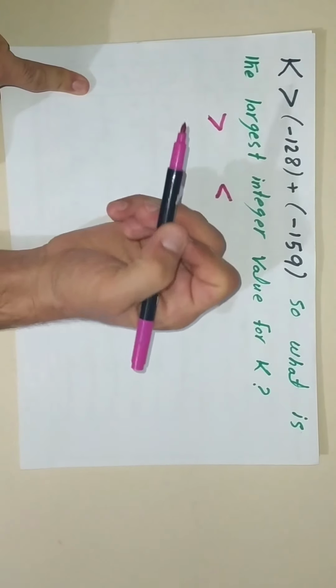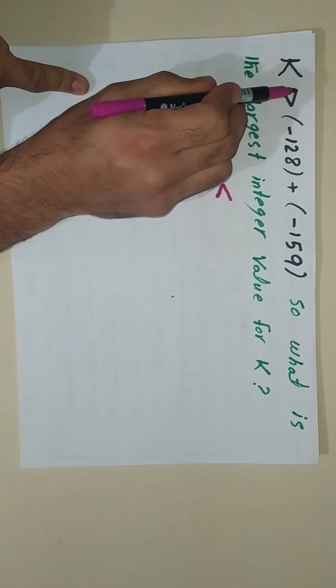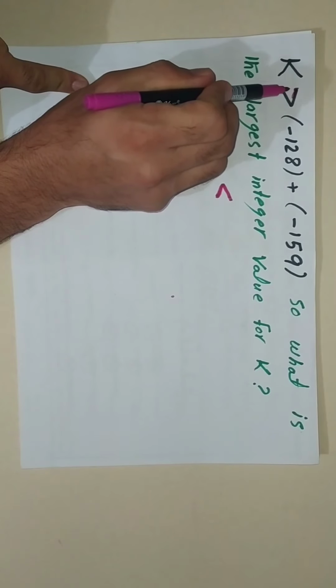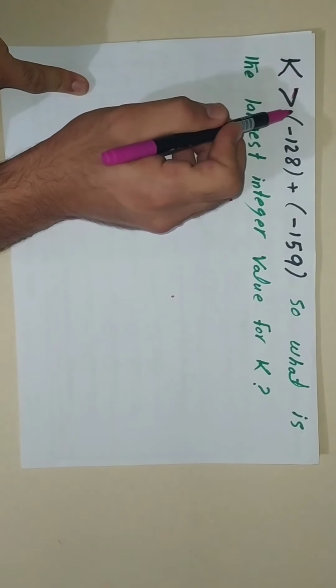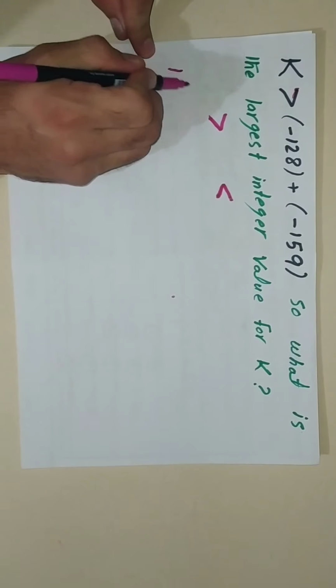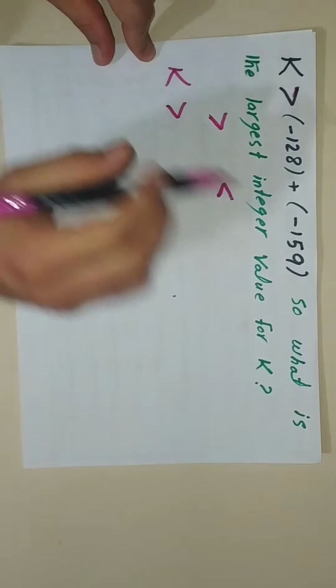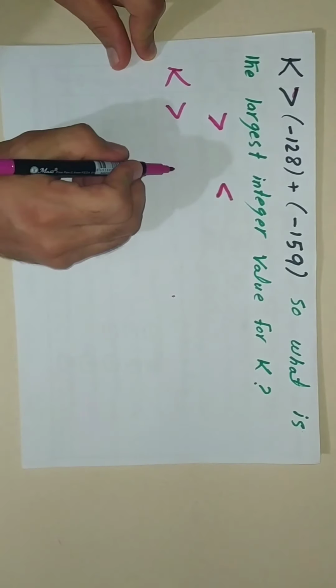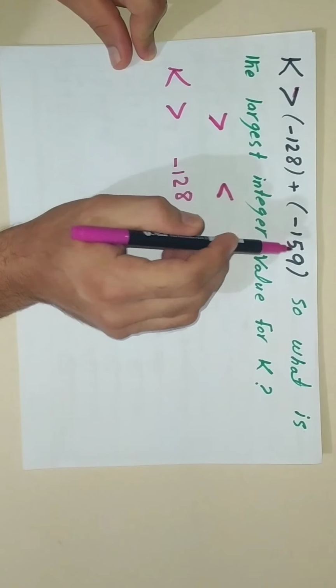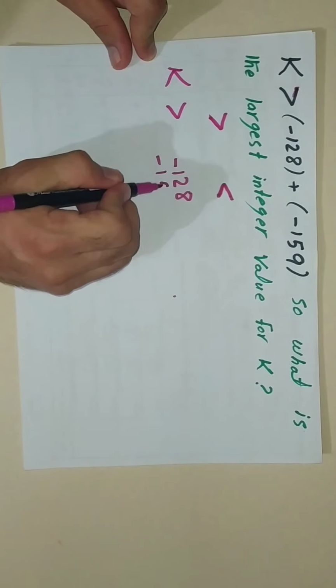Just concentrate on this symbol. If it is like this, you can say it is greater. If this side comes, you can say it's smaller. So now K is greater than minus 128 and the other value, minus 159.